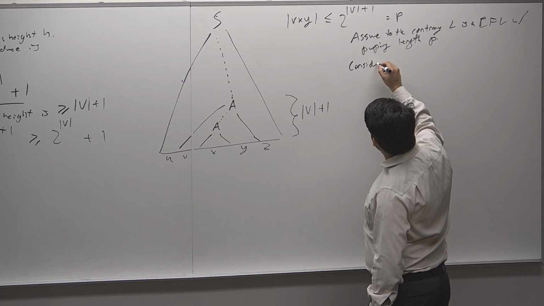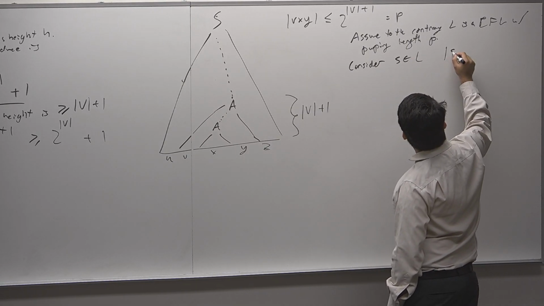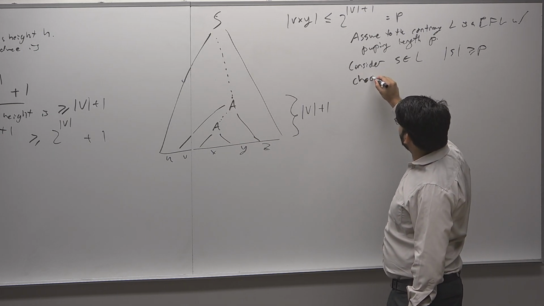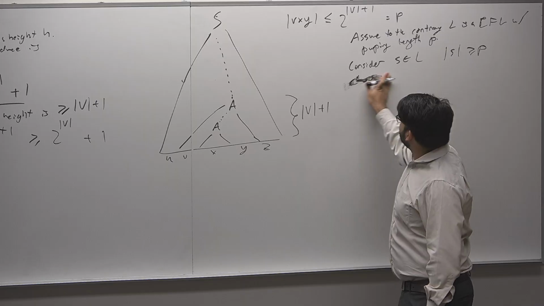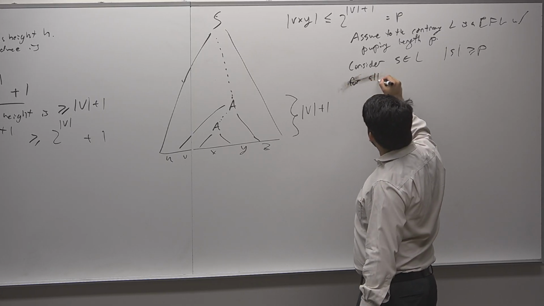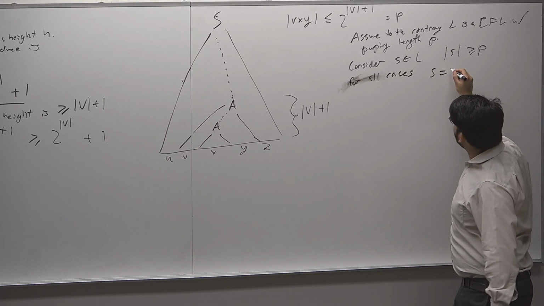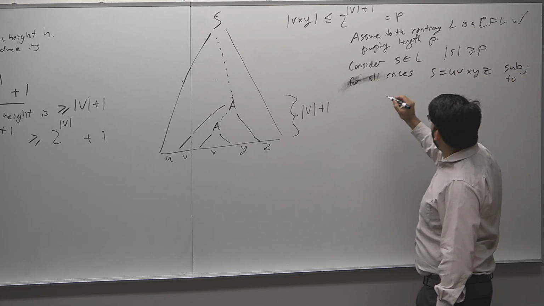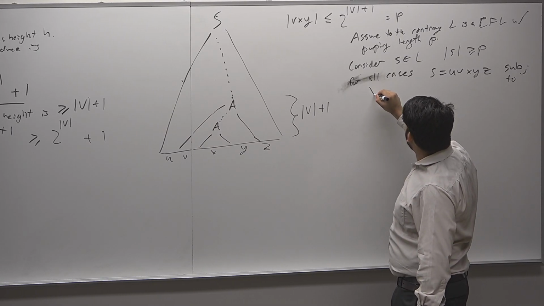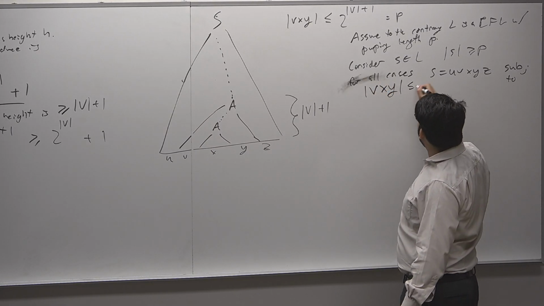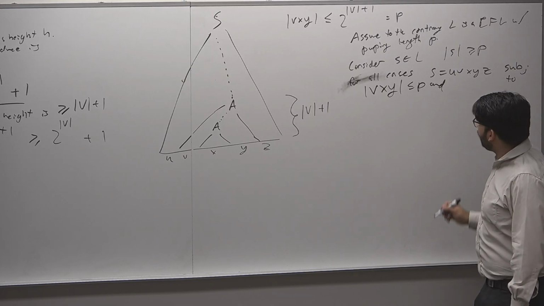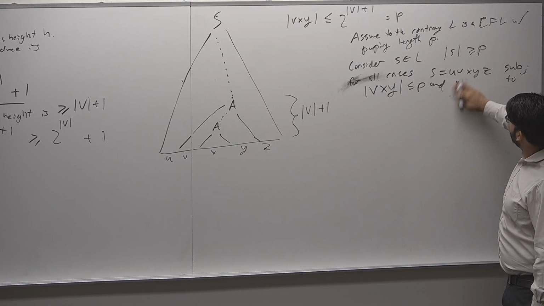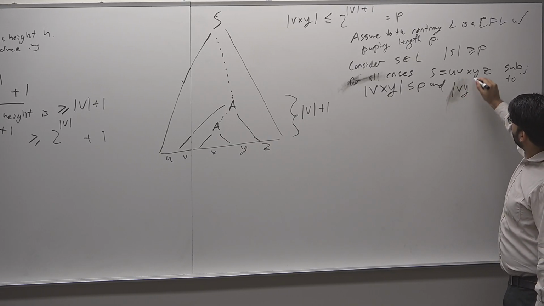Consider some S in L with the length of S exceeding P, right? Choose, for all cases, that S is equal to uvxyz, subject to the length of vxy being less than or equal to P, and there's one more condition we have to talk about. We have to make sure that we're pumping something not empty. So we say that the length of vy exceeds 0.